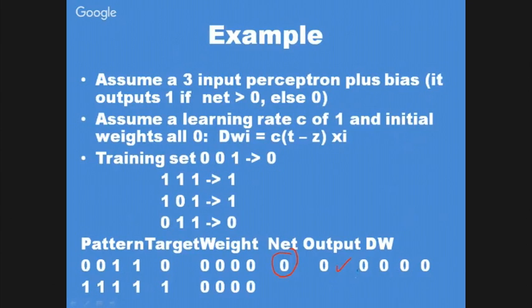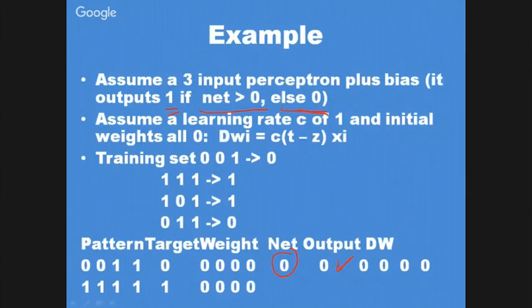Output also will be equal to 0 because we have taken the condition. If net greater than 0, then the output will be 1, else it should be equal to 0. We have taken the condition according to our requirement. So the output is equal to 0.